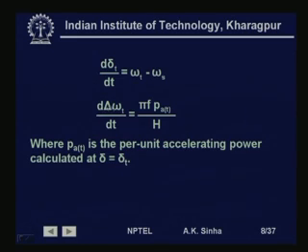So, we will get d delta omega t by dt is equal to pi f by H into p a at time t, where p a at time t is the per unit accelerating power calculated at delta is equal to delta t. So, this is what we have, that is the swing equation we have now written as two first order differential equations, and we are trying to use the modified Euler method for solving the swing equation, that is the second order differential equation, which is the swing equation for the system.